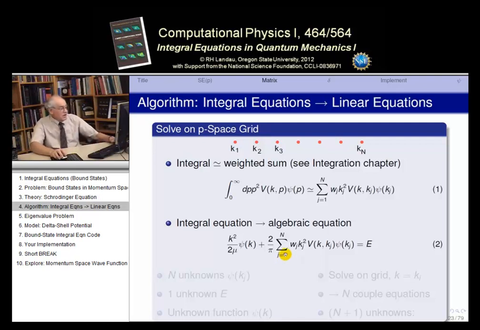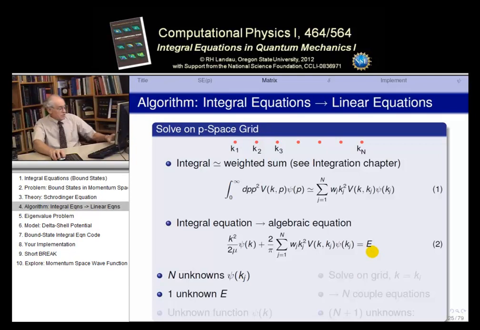Why is that? Well, because how many unknowns do we have here? We have this unknown function psi of k, and then on the right-hand side the value of this function at k sub j at n points. It's the sum from 1 to n, so that's n numbers. So we have n unknown functional values and one unknown function. Okay, so we have just too much here to have to solve. N unknown values of the wave function at the grid points. We also don't know what the energy is.